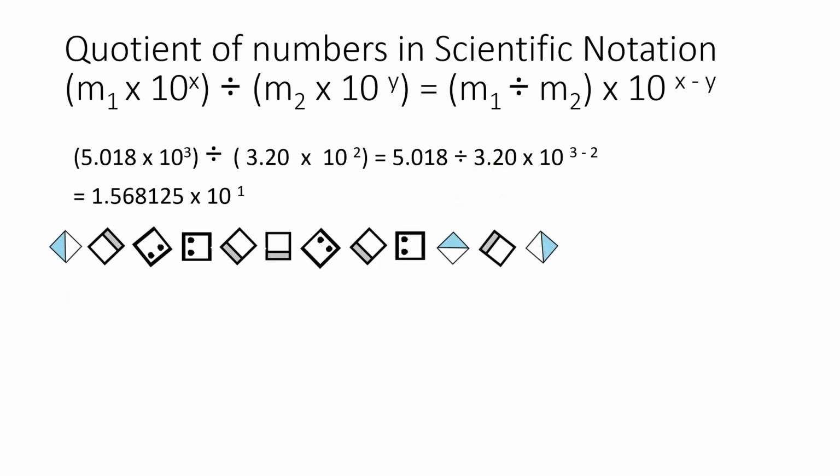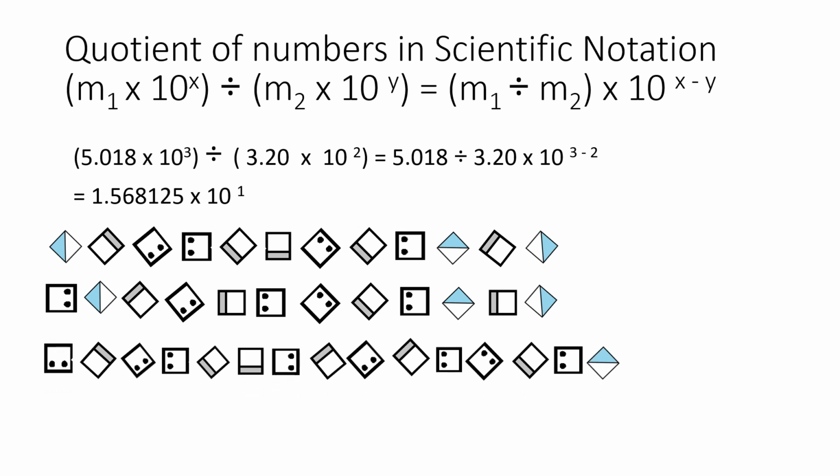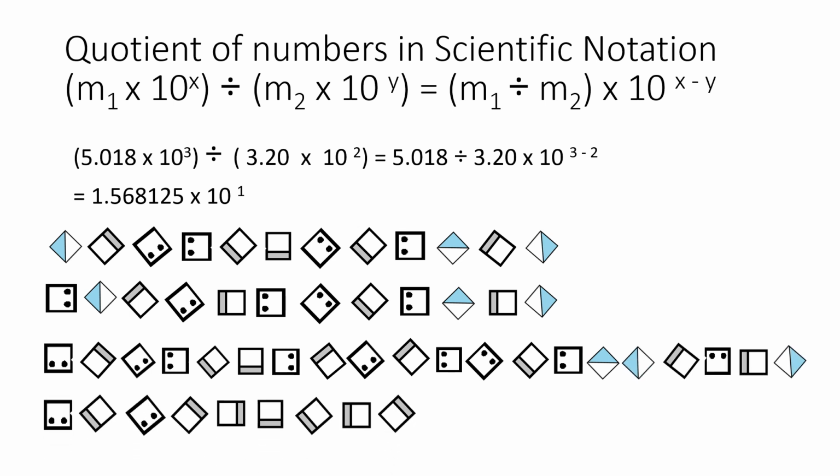On Taylor frame, write the first number, put a division sign, and write the other number. Then divide m1 by m2 and subtract the exponents, and we get the result: 1.56812 into 10 raised to power 1.